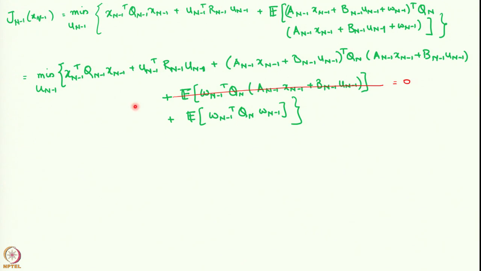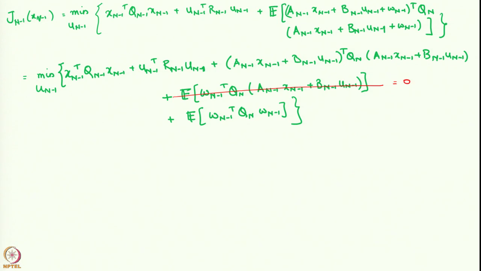Alright. So, let us now look at the expression that remains. There we have this term which does not depend on u_{n-1}. We have these terms which depend on u_{n-1}, but they depend on it in a quadratic way. So, there is a quadratic here and there is a quadratic here also in u_{n-1}. So, as a result, when we minimize this over u_{n-1}, we get a linear equation for u_{n-1}. That linear equation can be written out as follows.